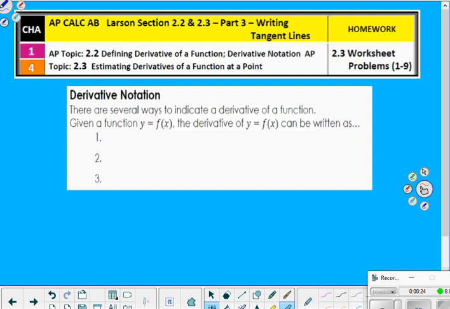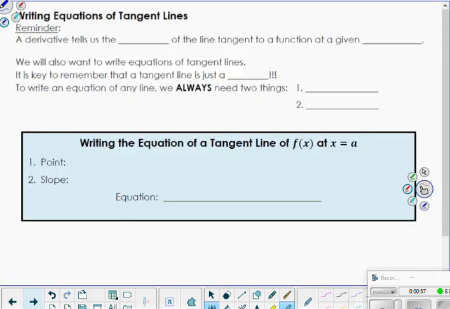Here's the derivative notation. It says there are several ways to indicate a derivative of a function, and we know derivative stands for the slope at a point. Given the function y equals f of x, the derivative can be written one easy way as y prime. Another easy way is f prime of x. And finally, a third way is the derivative of y with respect to x, so you go dy dx. So those are three very common, probably the most common ways.